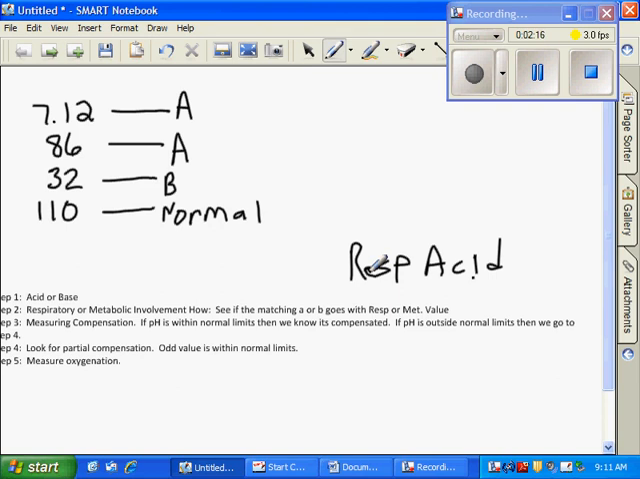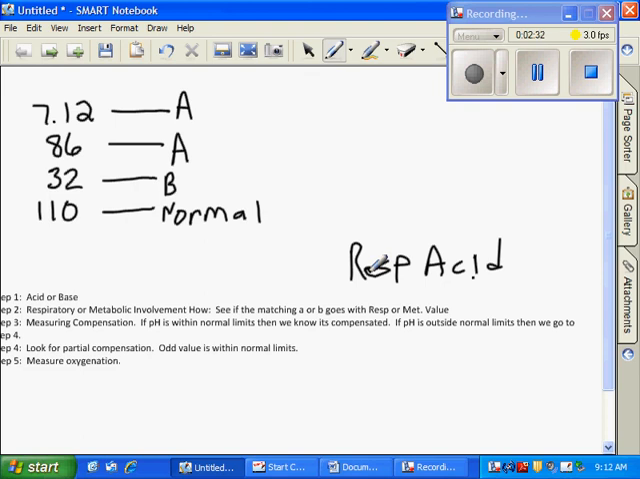If the pH is within normal limits, we know it's compensated, okay? If the pH is outside normal limits, then we go to step 4. Is this pH within normal limits? No. Okay, so since the pH is not within normal limits, we need to go to step 4.